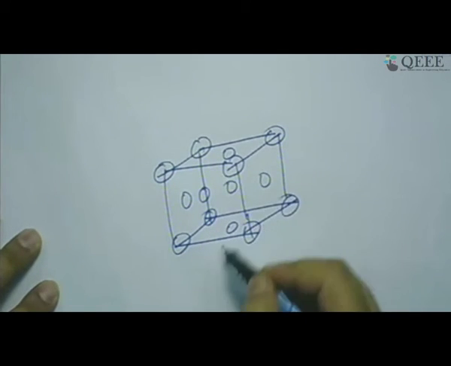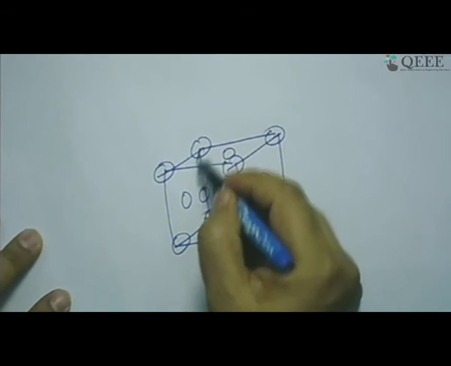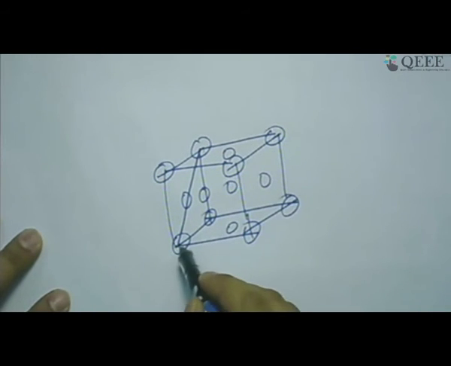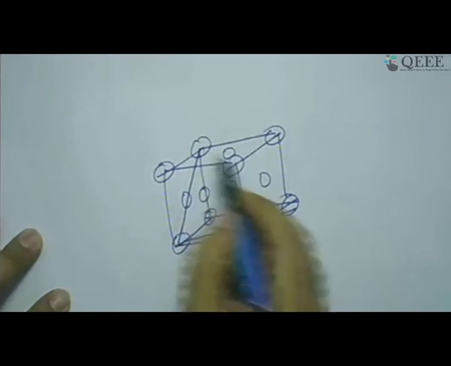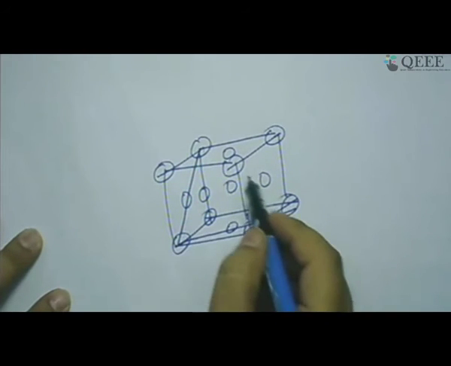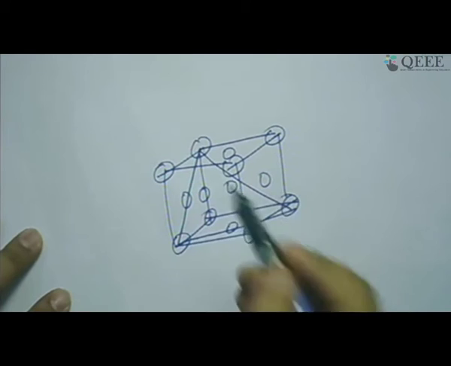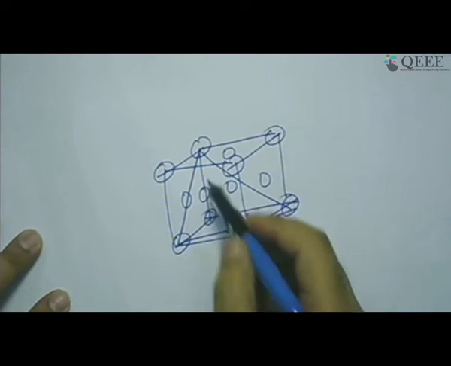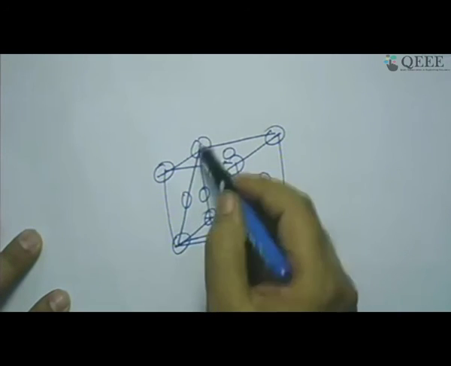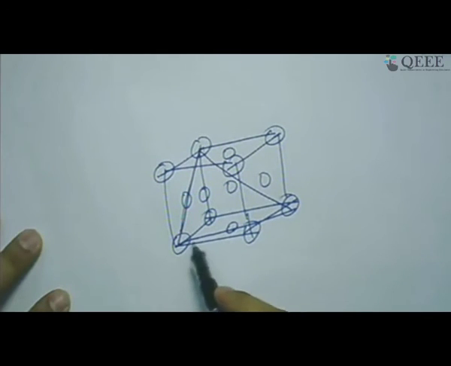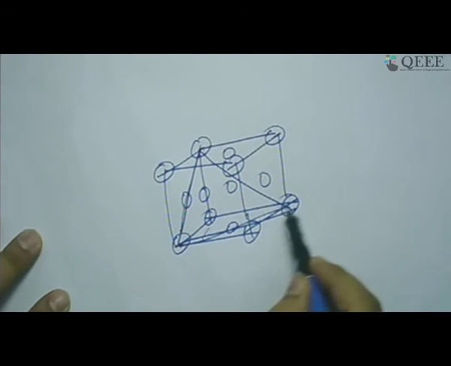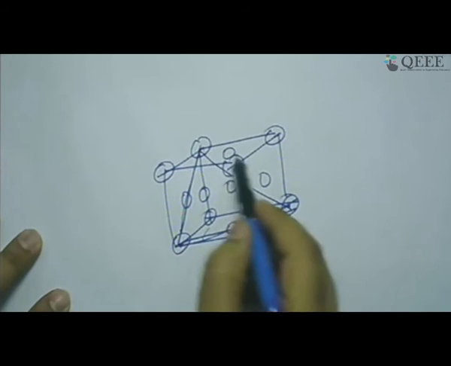Right. So that is FCC. Which is the 111 plane? It is the plane that is bounded by these three body diagonals. What are the body diagonals? On this face there is a body diagonal, on the bottom face there is a body diagonal, and on the back face there is a body diagonal.